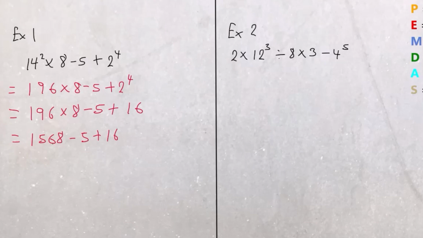Since we only have addition and subtraction, we start from the left. 1568 minus 5 will give us this. Bring down the plus 16. Then solving this, we get 1579, and that's the final answer.